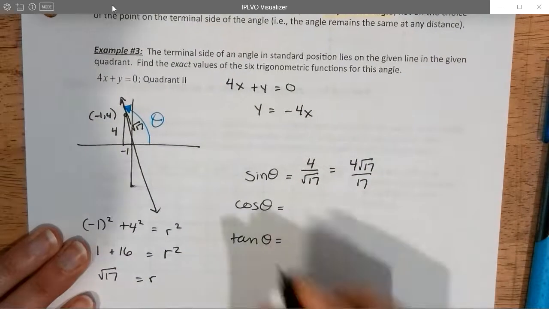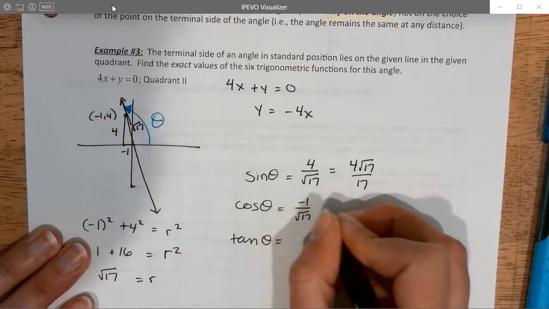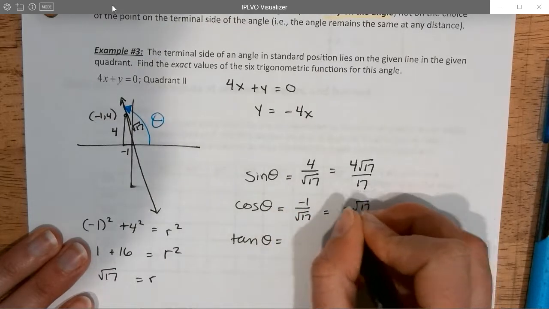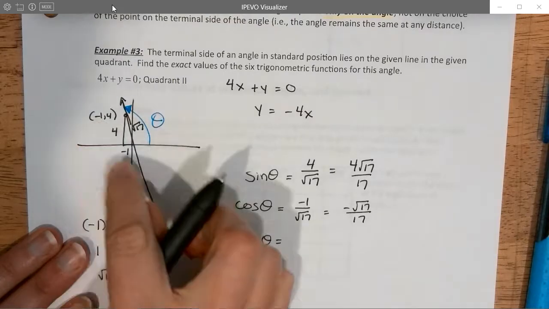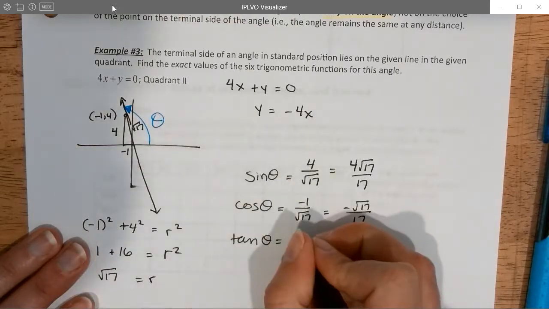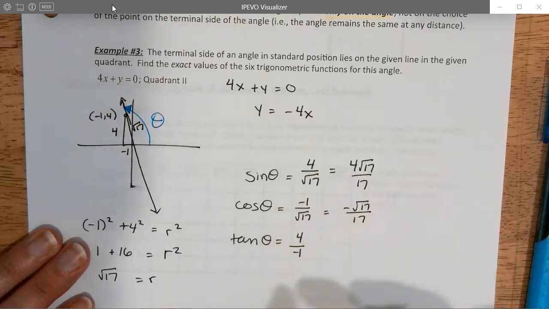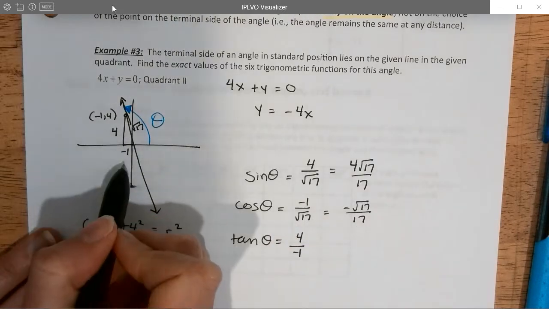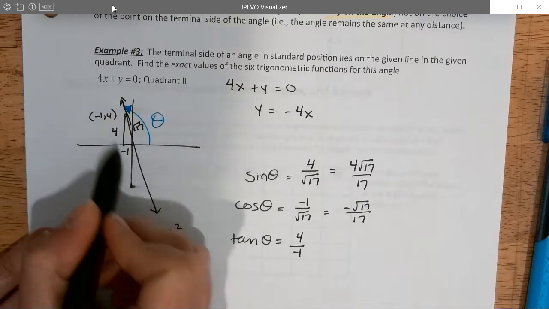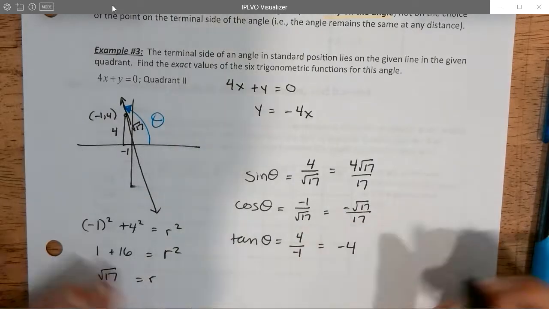Cosine of theta is going to be -1 over square root of 17, or if you rationalize, negative square root of 17 over 17. Tangent of theta is going to be opposite over adjacent. I might have said that out loud wrong, but opposite over adjacent is what I meant to say. I think I pointed in the right spots. So 4 over -1, which of course simplifies to -4.